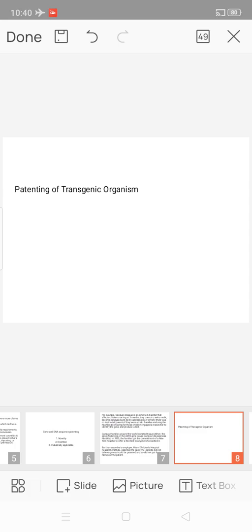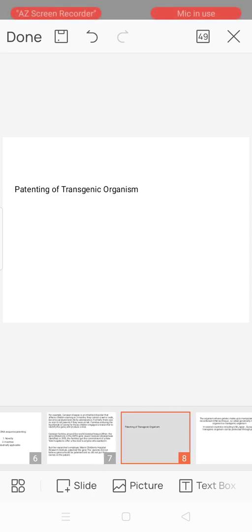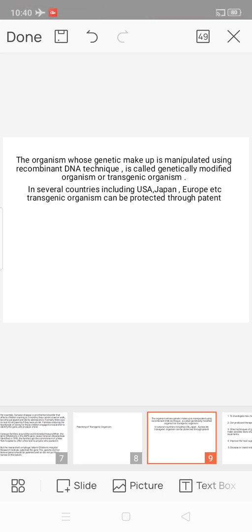And the next one is patenting of transgenic organisms. An organism whose genetic makeup is manipulated using recombinant DNA technique is called a genetically modified organism or transgenic organism. In several countries, including USA, Japan, Europe, etc., transgenic organisms can be protected through patent. Animals and plants have been modified through breeding programs for many centuries, and transgenic animals or plants can now breed with specific genetic characteristics.